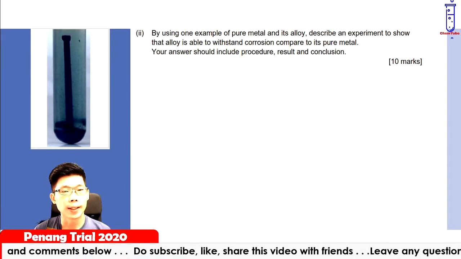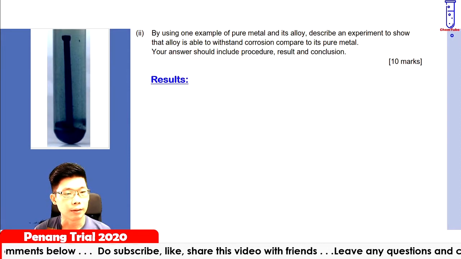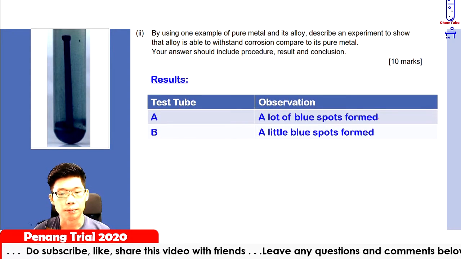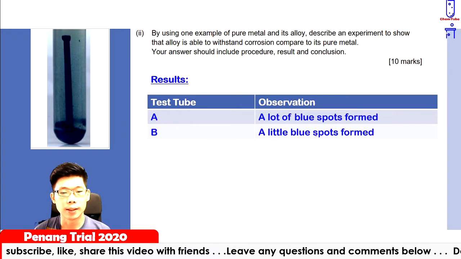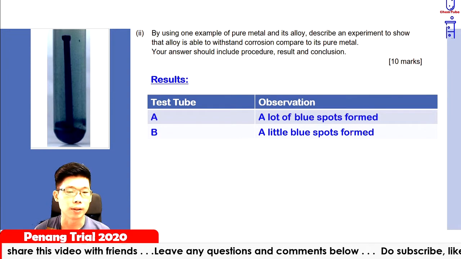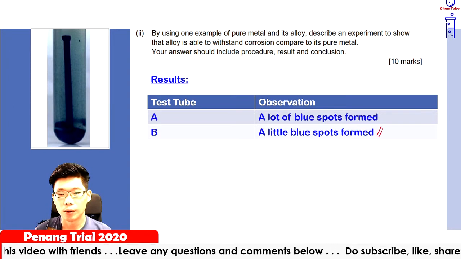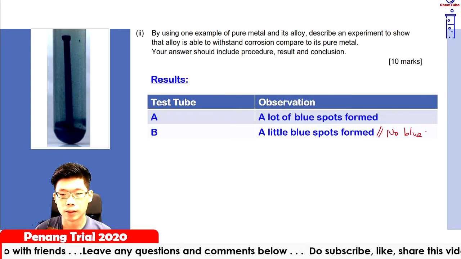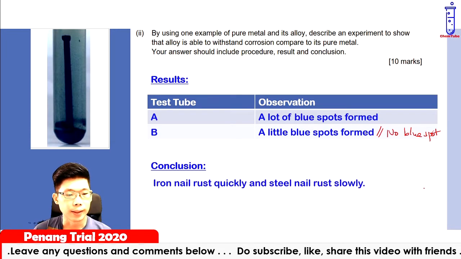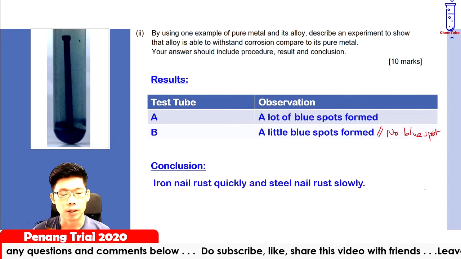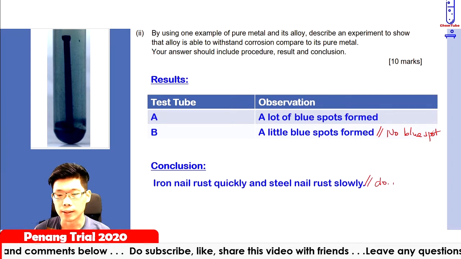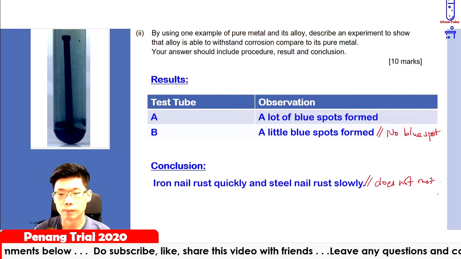Next, the result. Test tube A, you see a lot of blue spots formed. Then B, a little blue spot is formed, or no blue spot is formed. You also can mention that because it is stainless steel, there are no blue spots. Okay, so the conclusion we can make is that the iron nail rusts quickly and the steel nail rusts slowly, or does not rust. You also can write does not rust. Okay.